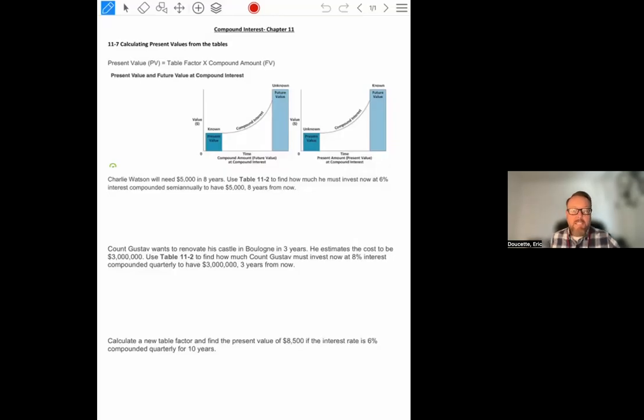Okay, well, welcome, class. We're going to be talking now about calculating the present value of an amount of money, so that you can have a certain amount that you desire in the future. And we're going to also be using the tables to solve these particular problems. This is actually section 11.7 in your book.